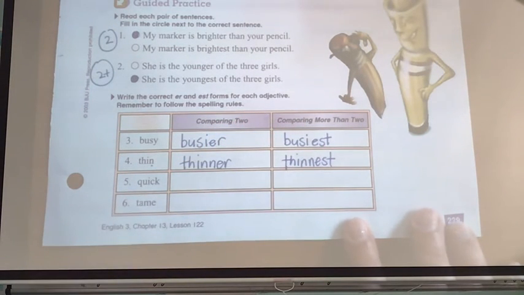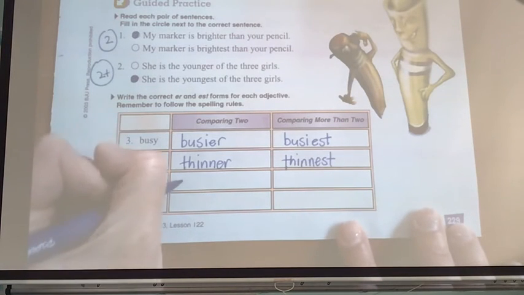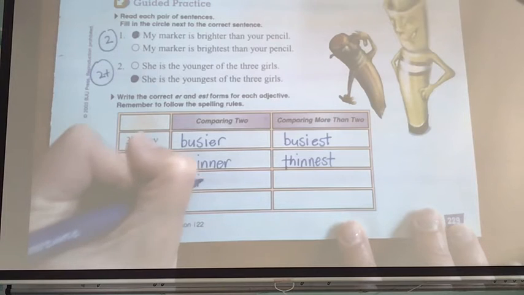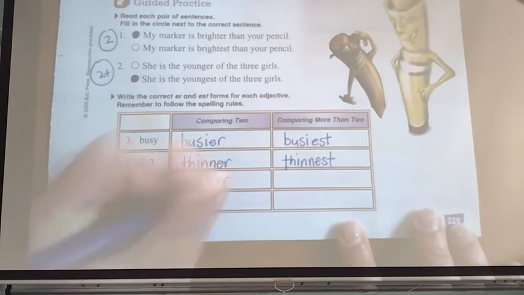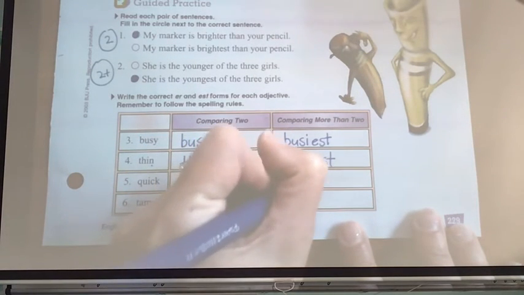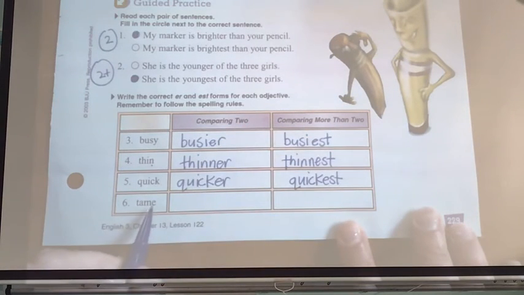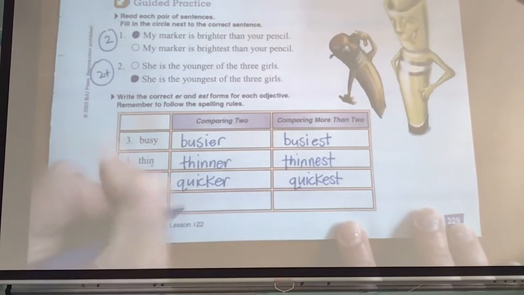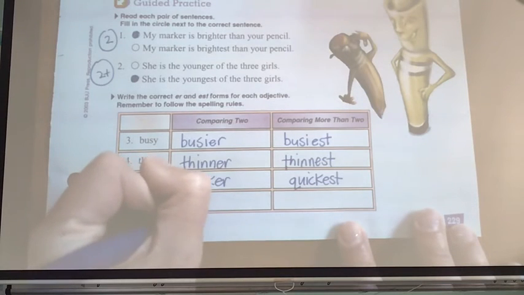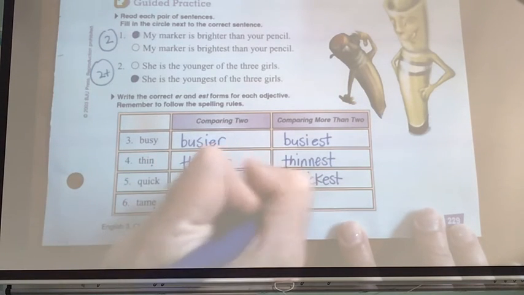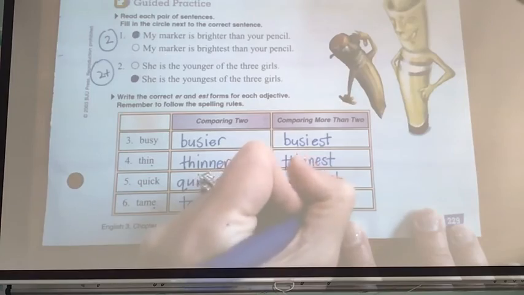Quick is just a regular one. I don't have a spelling change. So I'm just going to add my suffix at the end, quicker, and quickest. The next one I have that silent E, so I'm going to drop it. So I have tamer and tamest.